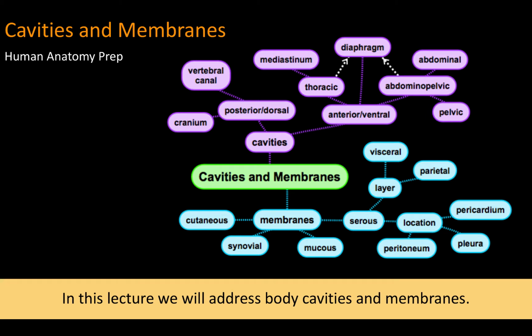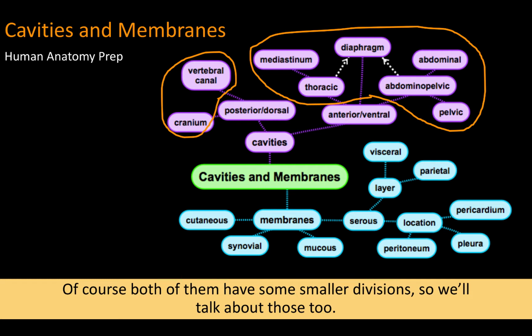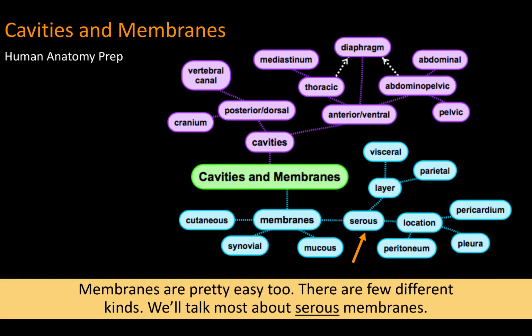In this lecture, we will address body cavities and membranes. Body cavities are pretty easy. There are only two of them, the dorsal and ventral cavities. Of course, both of them have some smaller divisions, so we'll talk about those too. Membranes are pretty easy too. There are a few different kinds. We'll talk most about serous membranes.